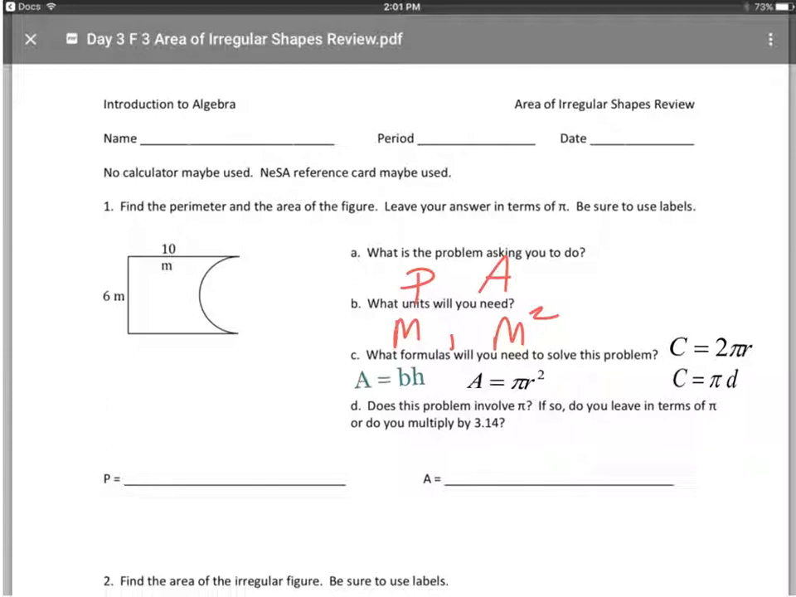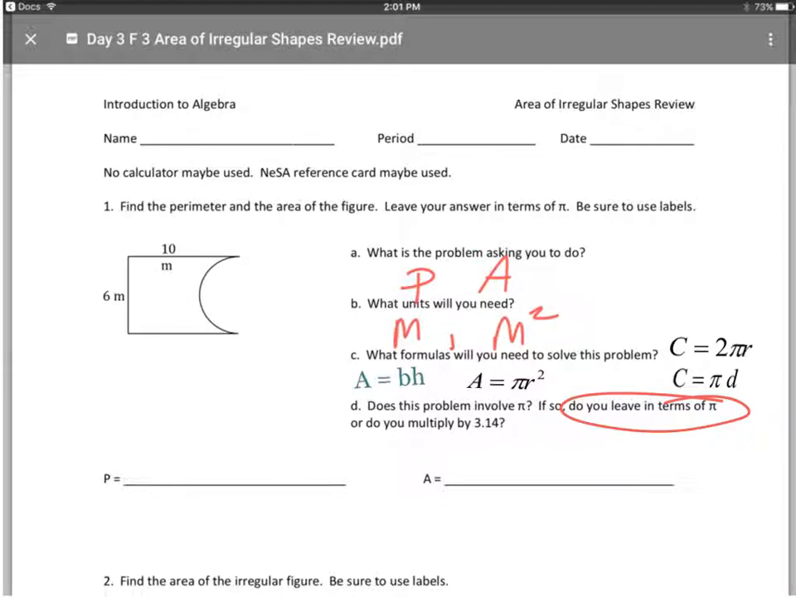Lots of formulas here I'm going to use today. When I'm finding area, I've got base and height. I've got area of a circle, circumference of a circle as well. Does the problem involve pi? If so, do you leave it in terms of pi, or do you multiply by 3.14? This says up here, leave in terms of pi, so that's what we're going to want to do there.